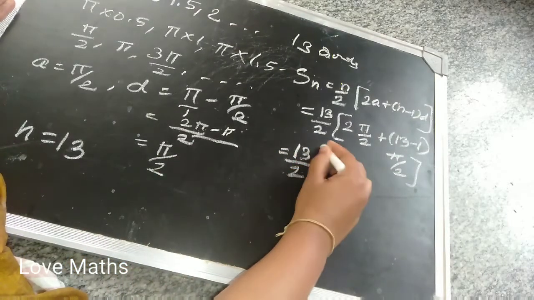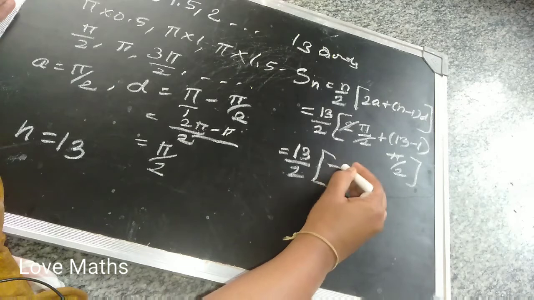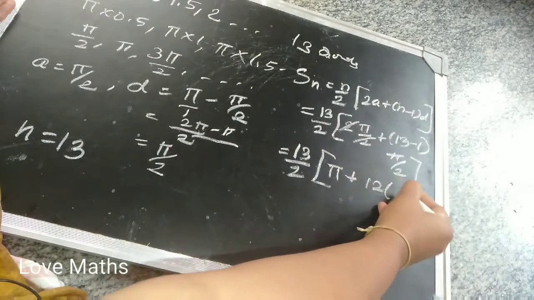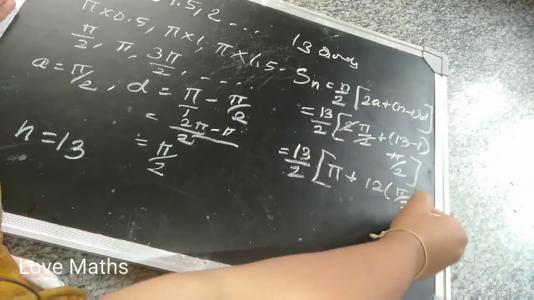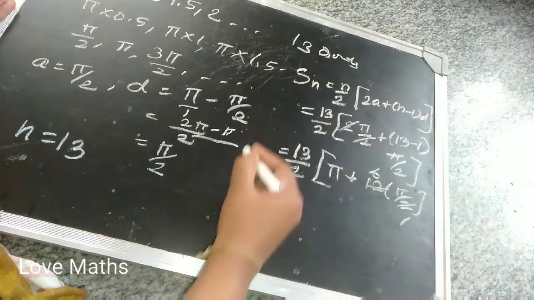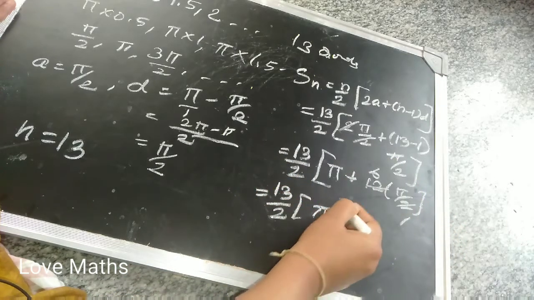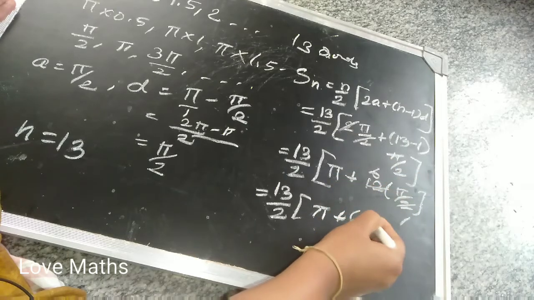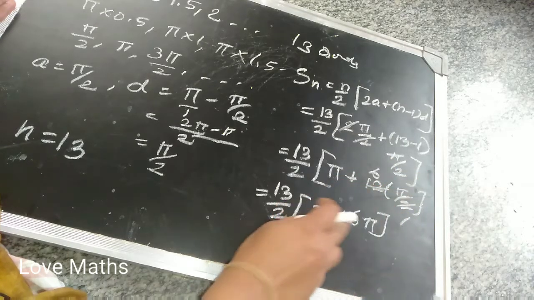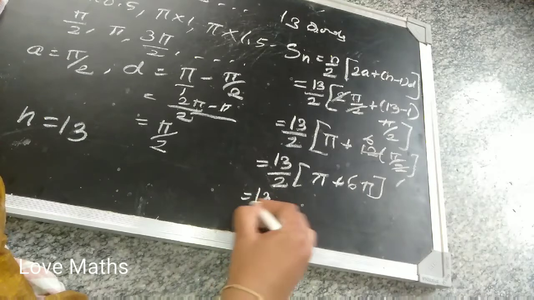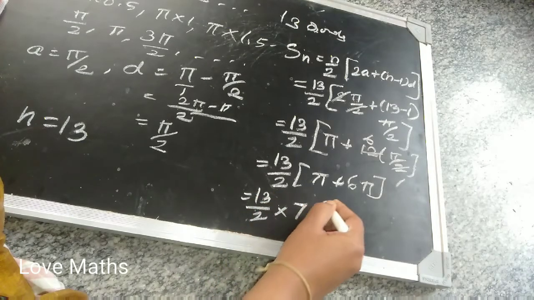Thirteen by 2 into this 2 and this 2 cancel, pi, plus 13 minus 1 is 12 into pi by 2. So 1 2 is 2, 6 2s are 12. So 13 by 2 into pi plus 6 into pi, 6 pi. So 1 pi plus 6 pi is what? 7 pi. So 13 by 2 into 7 pi.